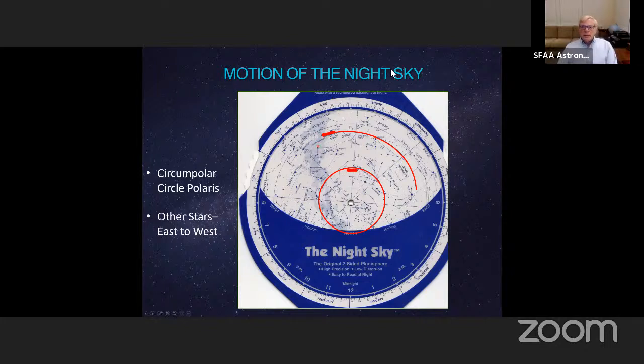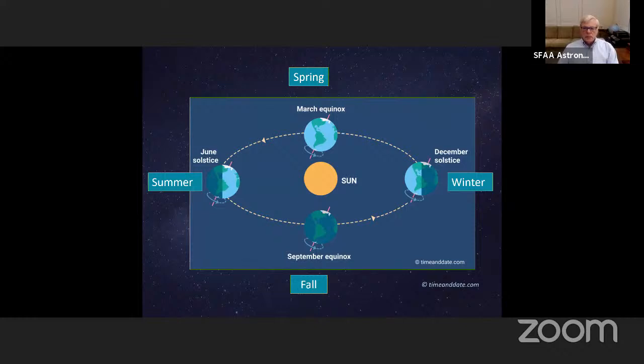Okay, so in addition to the movement over the course of an evening, the stars also appear to move as we make our journey around the sun. Every year, we go around the sun once. And tonight we're going to start with winter. So here's the winter over at the right.